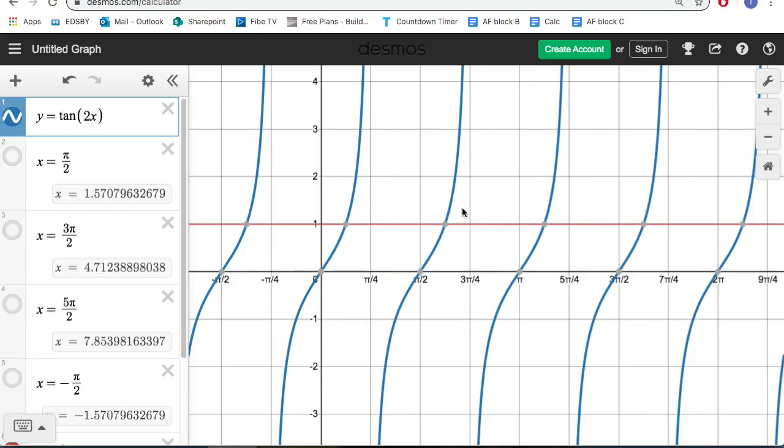And the distance between any of these answers, since it's a tan function, is the period of the function, which is pi over 2. So if I add pi over 2 to my first answer, I just get my second answer. So no point in doing that. Just add pi over 2 to your second answer to get your third, and add pi over 2 to your third answer to get your fourth.